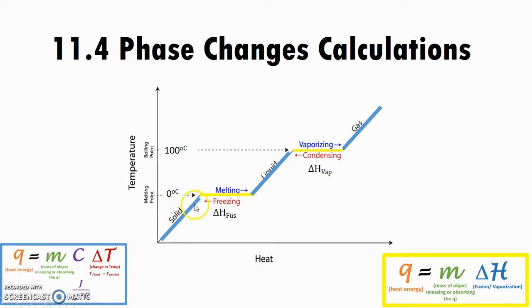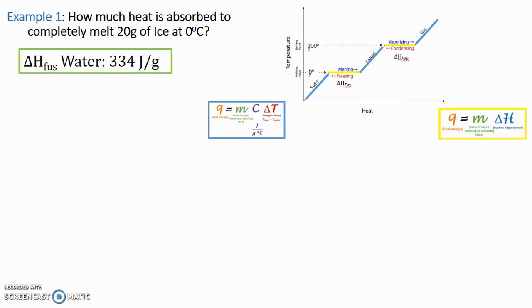In our diagonal regions right over here, we are using our specific heat formula because heat is adding and our temperature is increasing. Therefore, there's an increase in kinetic energy. So what we're going to do is we're going to go through 3 example problems.